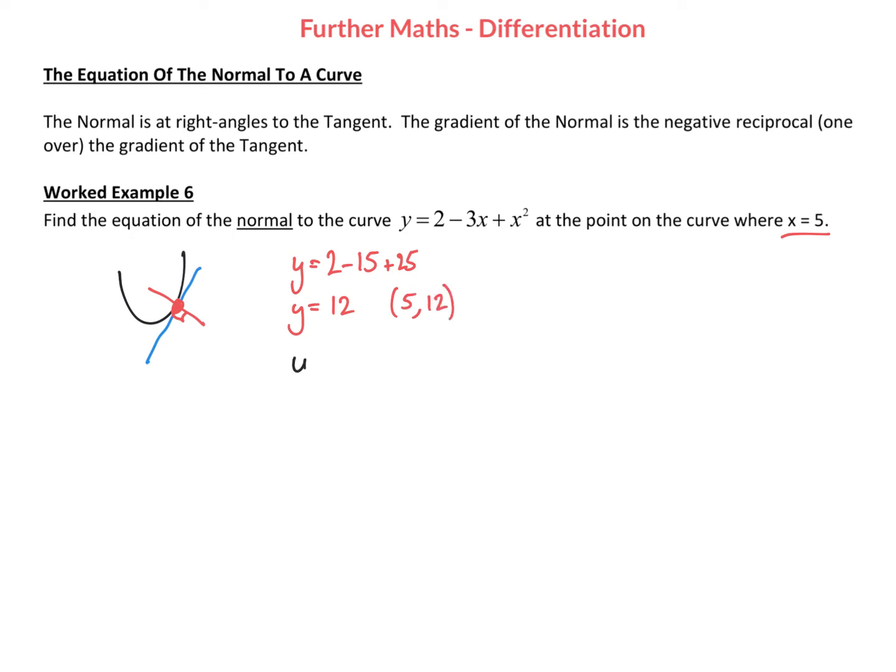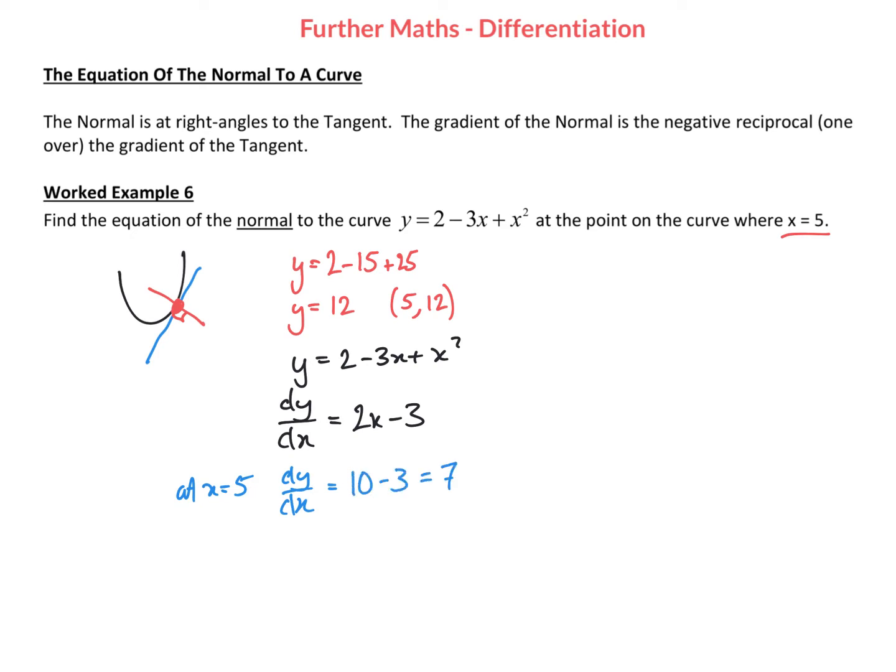Next thing, I know that y is 2 minus 3x plus x squared. So when I differentiate that, dy by dx, I get, I'm just going to rearrange it, 2x minus 3. Now, at x is 5, dy by dx then is equal to, well, 2 5s are 10 minus 3, so that's 7. And that's the gradient of the tangent. So sometimes you just write a little mt. The gradient of the tangent is 7.